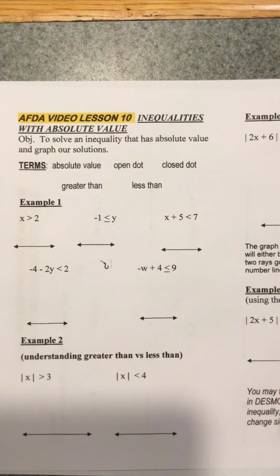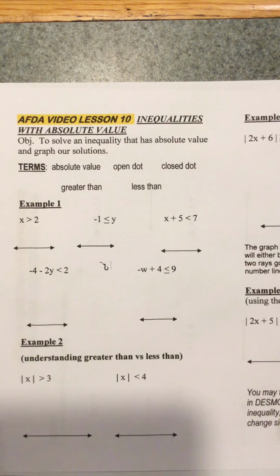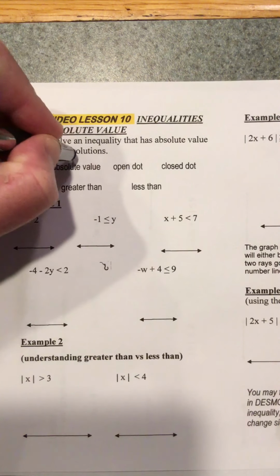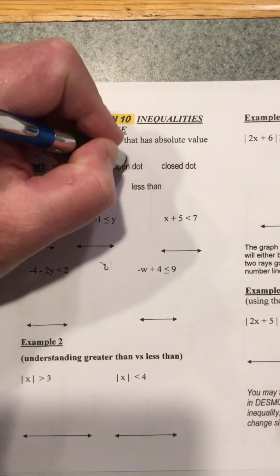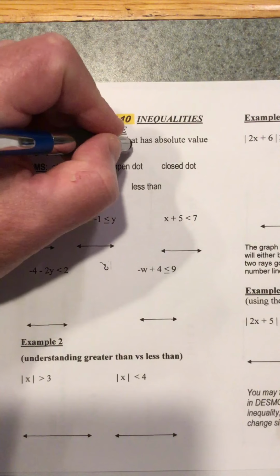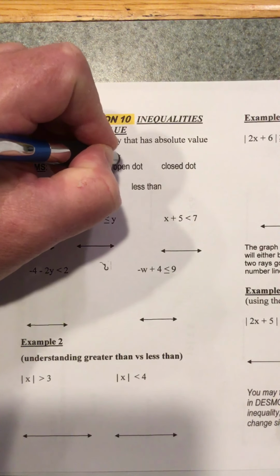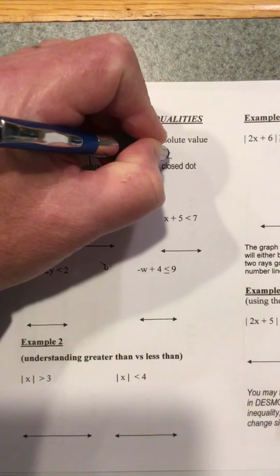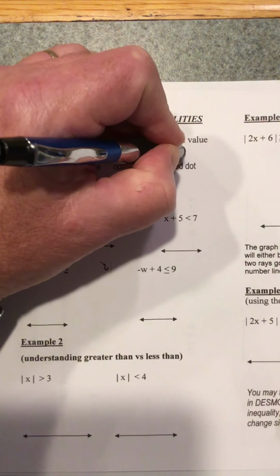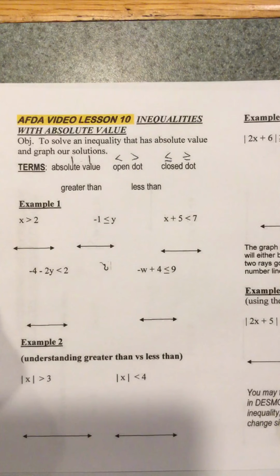It's inequalities and absolute value. Of course, we're a little familiar with both of these topics. You guys know that absolute value has these brackets that sort of look like that, and an open dot goes with this inequality, which is less than or greater than. Closed dot, when you're graphing, goes with less than or equal to or greater than or equal to.